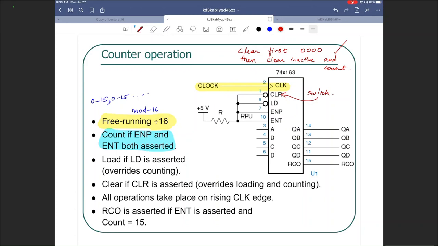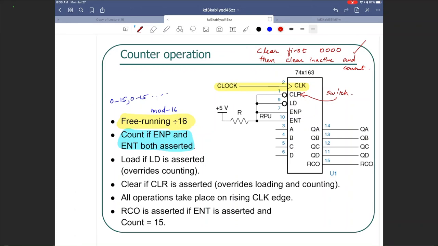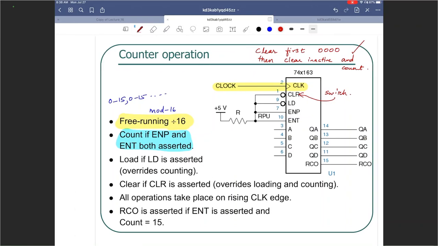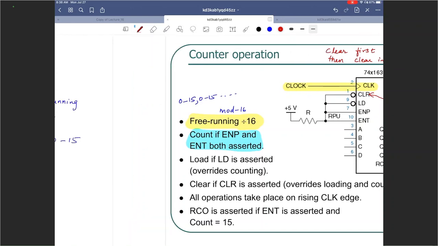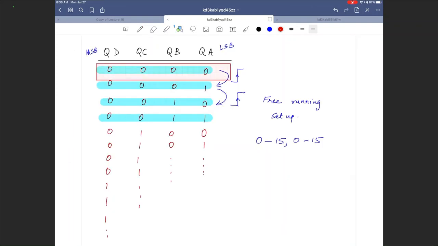So when I start, I'm at right here. When I start, I'm at 0, 0, 0, 0, and I stay there for some time because I will have to wait for the user to make clear inactive. The moment clear becomes inactive, then it will go to 1, 2, 3, 4, and it'll keep going from there. And it'll go to 15, back to 0. So once it starts off, it will go through that pattern, 0 to 15, 0 to 15, 0 to 15, and so on.